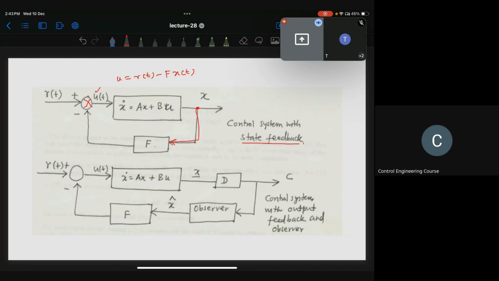The other way is when the states may not be directly available to you. In that case, you use an observer and find the state estimate. You estimate these states, that's why we call it x cap instead of x. Then we find u of t as r of t minus F x cap, where x cap is the estimated state. The observer is used for estimating the states, so we call it output feedback and observer. Here it is state feedback.